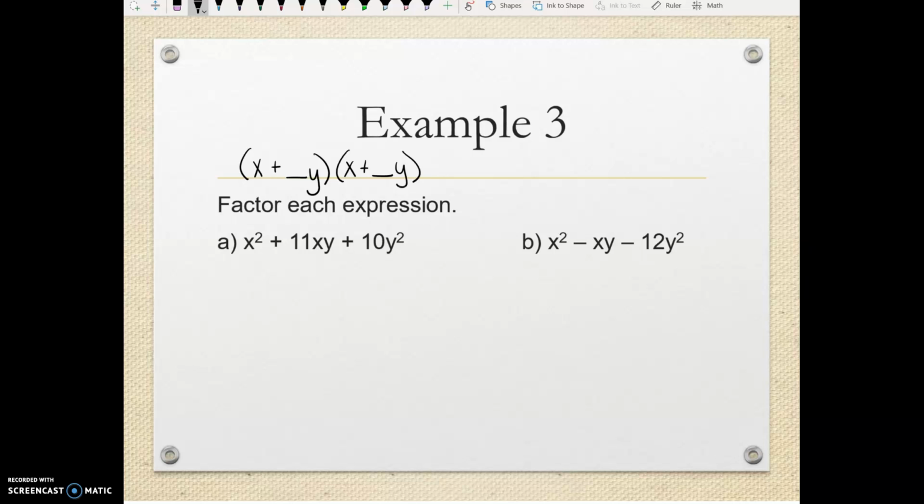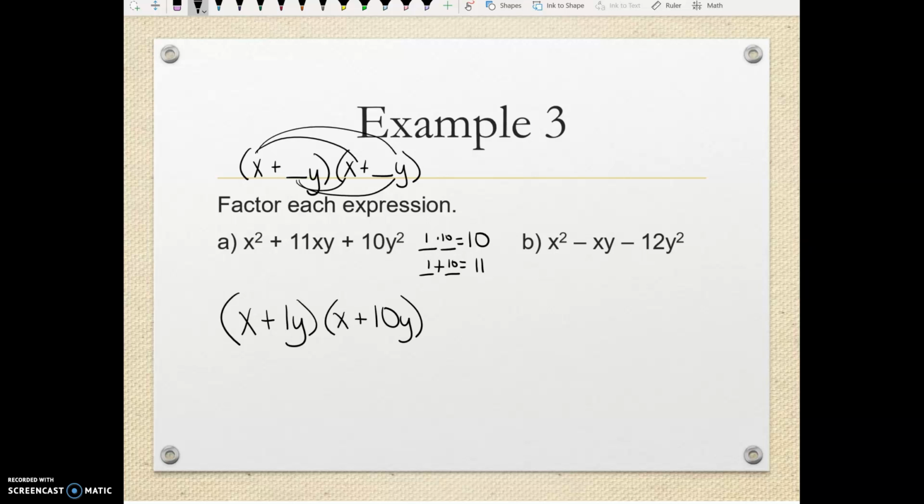We're just going to have a y involved, because if we did this, x squared, something xy, something xy, y squared. So carry on kind of as normal, ignoring the y. We're looking for two numbers that multiply to give us 10. Those same numbers add up to 11. That would be 1 and 10. So our factored form would be x plus 1y and x plus 10y. So really, this is exactly the same as before. We're just sticking a y into that second term in each set of parentheses.